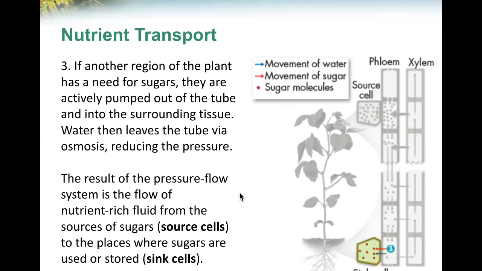The result of the pressure flow system is the flow of nutrient-rich fluids from the source of sugars, the source cells, to the places where the sugars are used and stored, the sink cells.